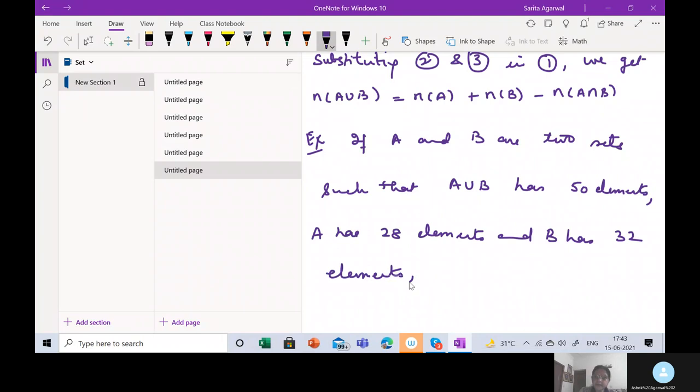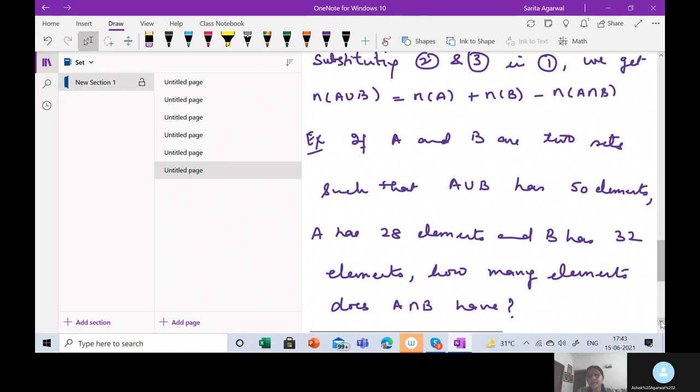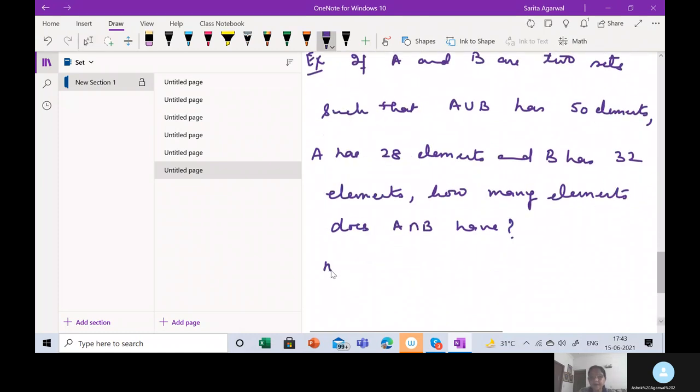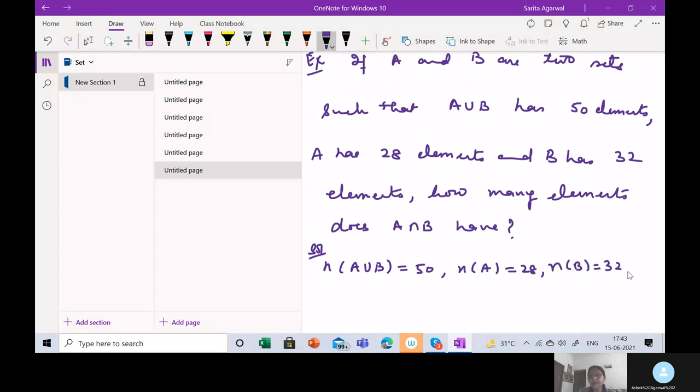Then how many elements does A intersection B have? So the number of elements in A union B is 50. The number of elements in A is 28. The number of elements in B is 32. We have to find the number of elements in A intersection B.